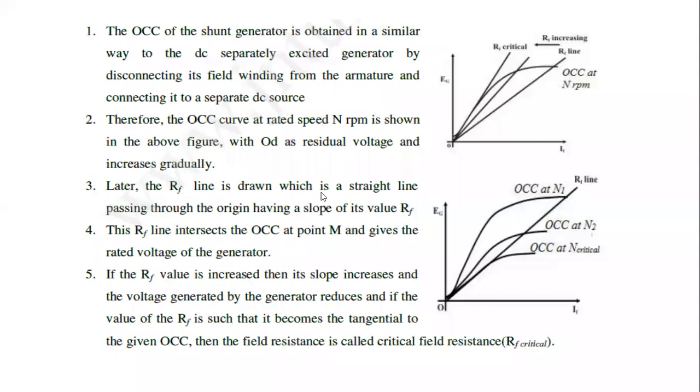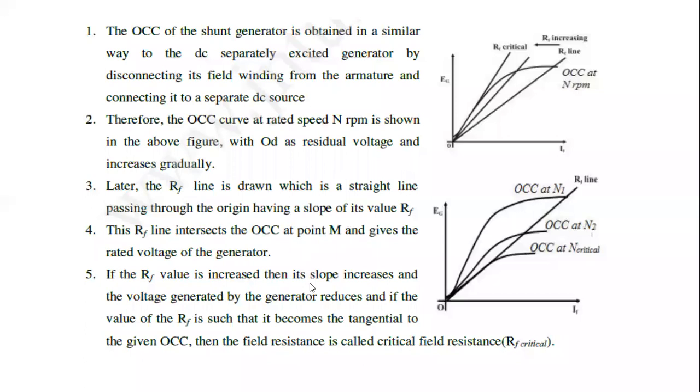Later, the RF line is drawn, which is a straight line passing through the origin having a slope equal to the value of RF. Then draw the tangent for that OCC characteristic, which gives the slope. This RF line intersects the OCC at a point M, and this point gives the rated voltage.